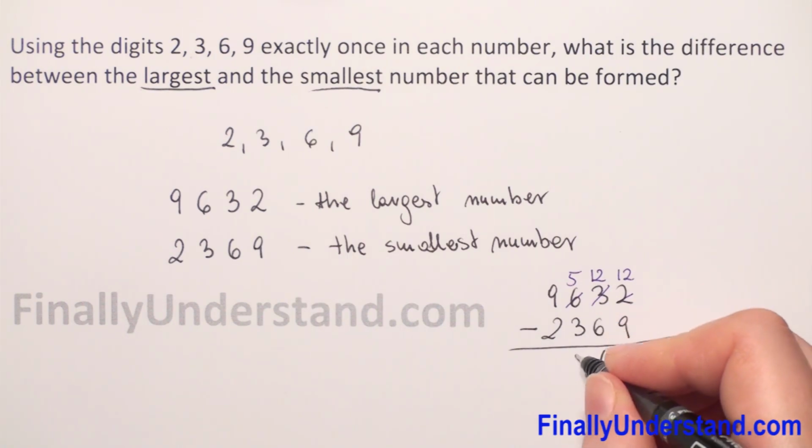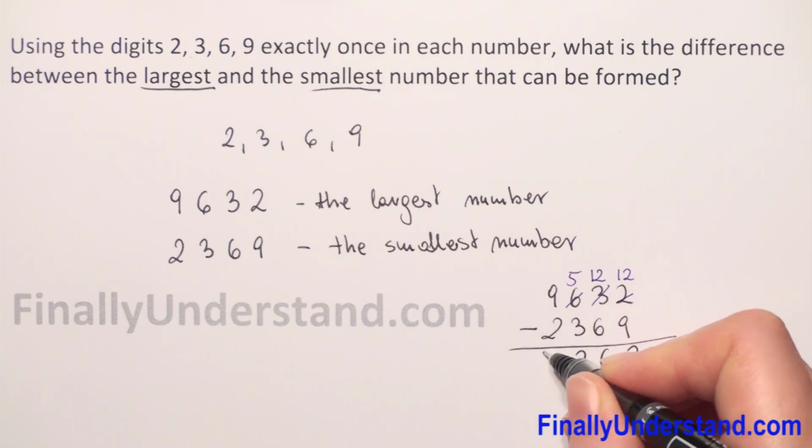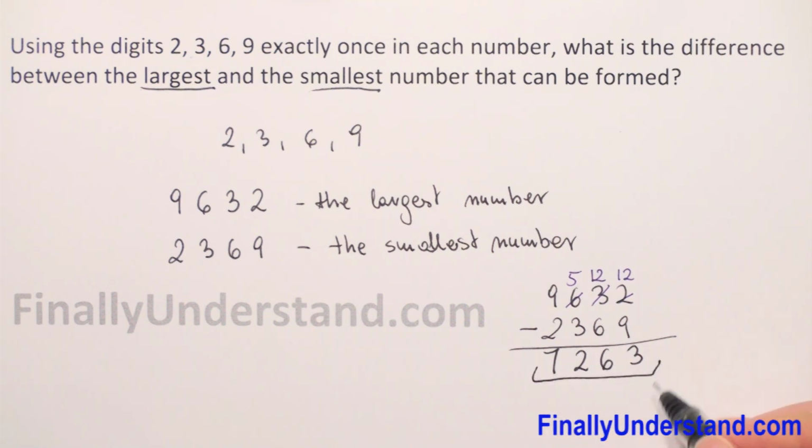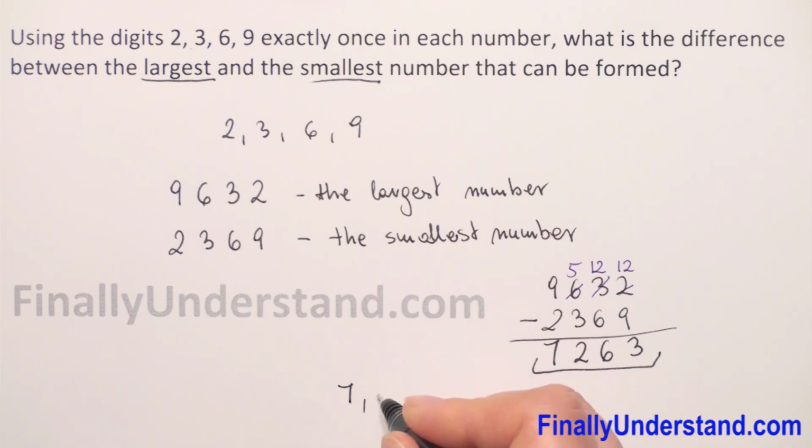5 minus 3 is 2. 9 minus 2 is 7. So this is the difference between these two numbers: 7,263. This is my solution.